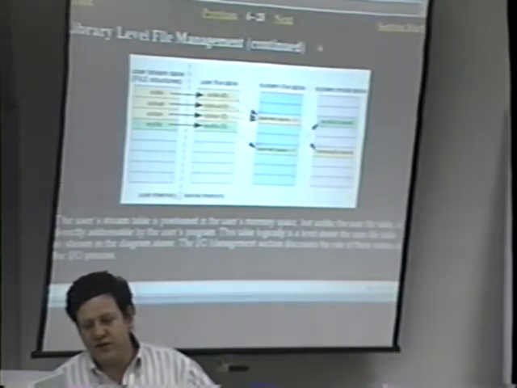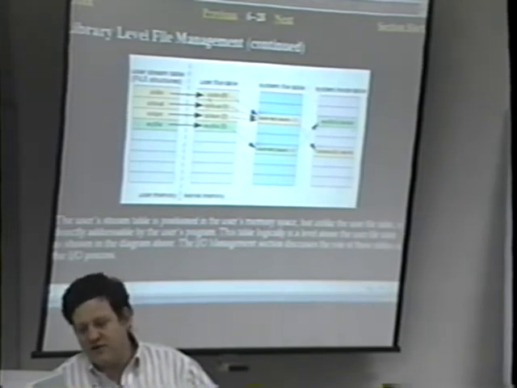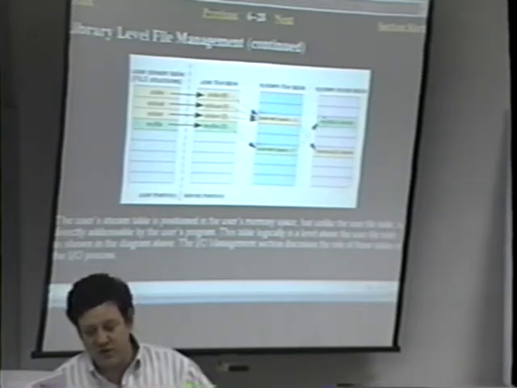So this is just showing the library level file management, where we have file structures pointing to the user file table, and the user file table pointing to the system file table, and the system file table pointing to the actual inode itself.